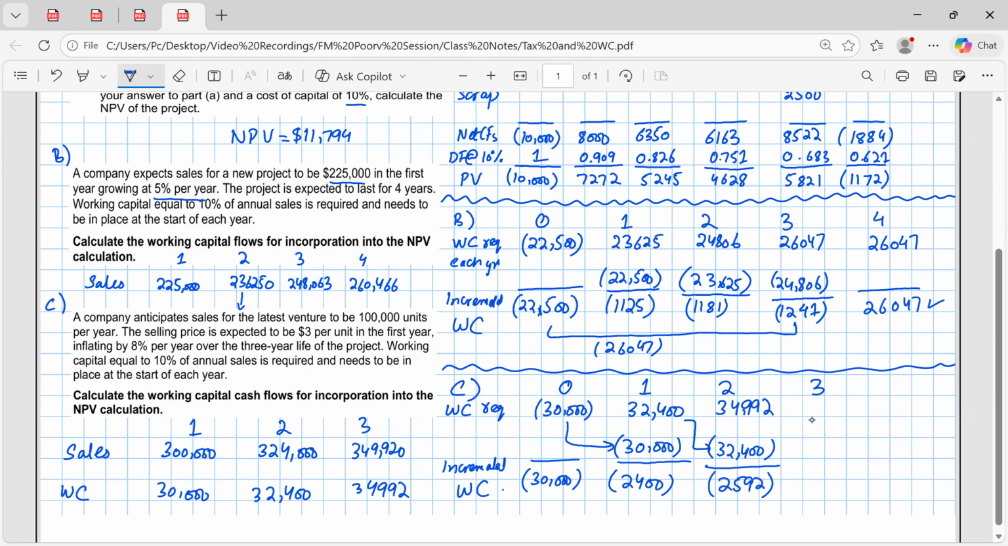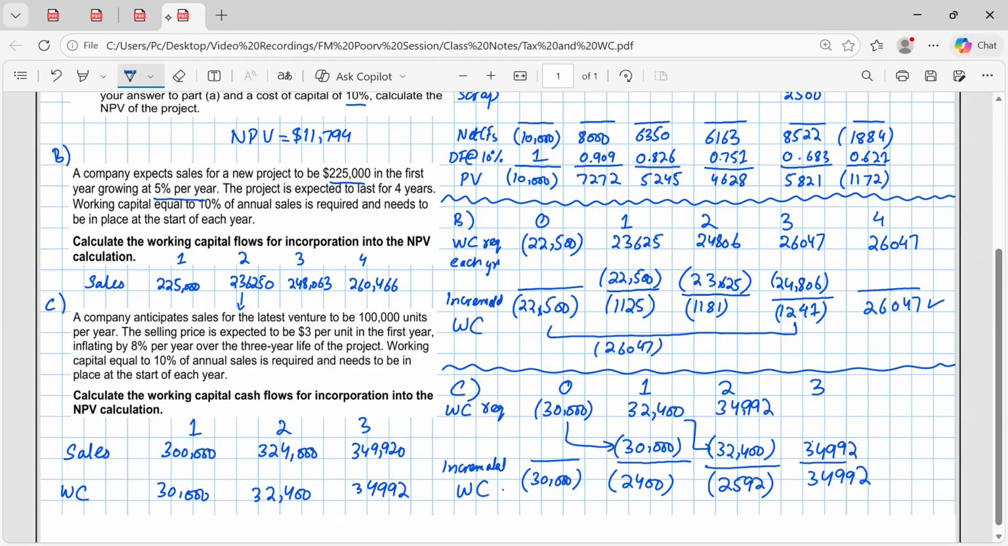And in the last year, you will get the recovery of year three. There is no requirement. It's just that you are going to get recovery. 34,992 is your recovery. So these are the figures that you are going to put in the format of NPV. Negative 30,000 you have to show in year 0. 2,400 negative you have to show in year 1. 2,592 negative you have to show in year 2. And 34,992 positive in year 3.